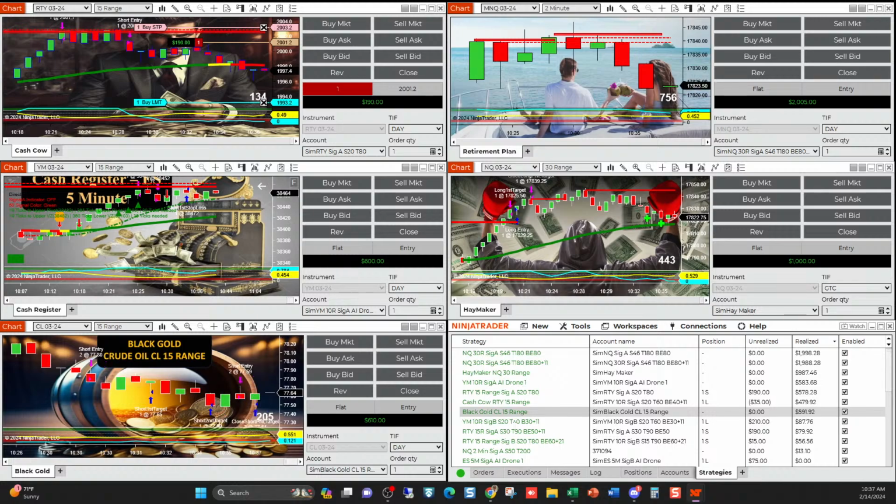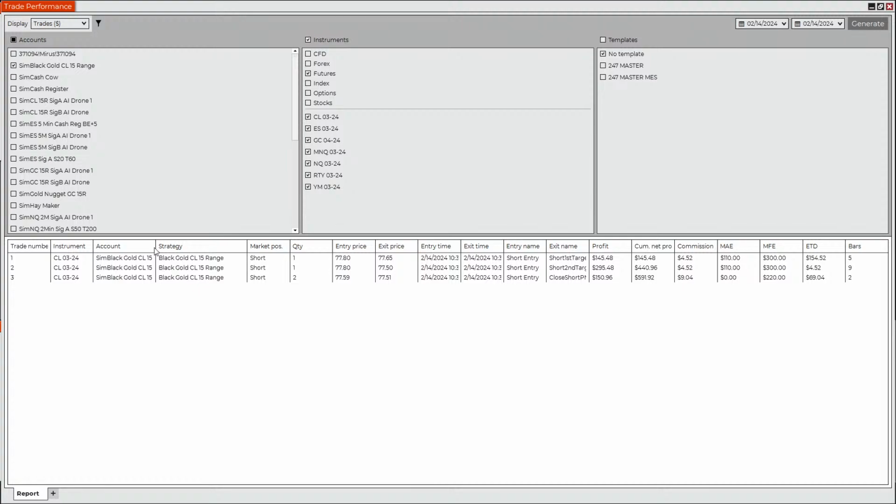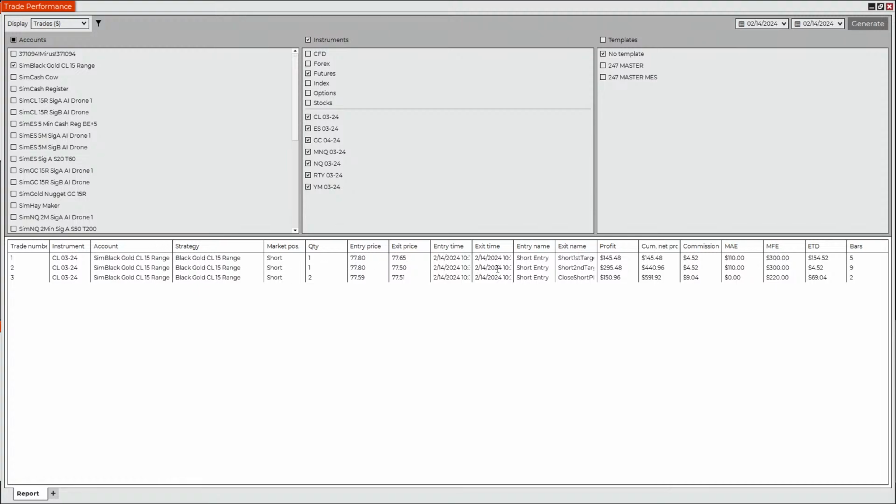Black gold, let's take a look. So the black gold just made those trades there in front of us. I just wanted to see why. Oh, huh. I didn't know the commissions were different prices for different instruments. This one per trade, per contract, is $4.52. Okay, I did not know that. I didn't know they were all different.